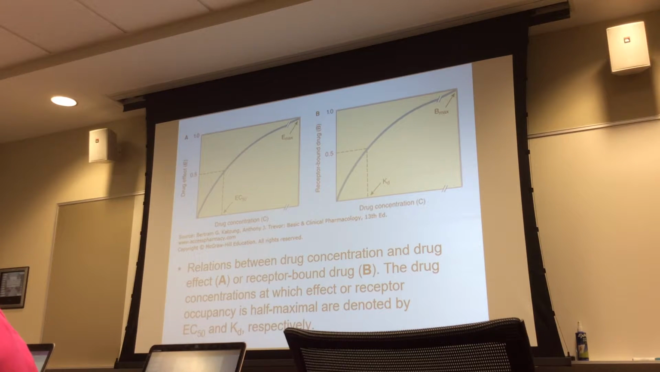If it takes 200 nanogram to reach EC50, then the drug has less affinity to the receptor. Okay? Is that clear? The more affinity the drug has to the receptor, the less amount you need to reach 50% saturation, and so on.